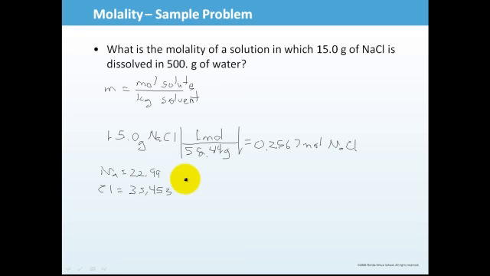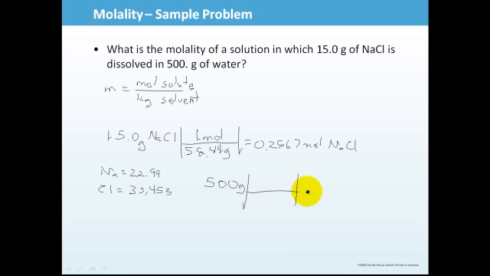Now for the second part, we started with 500 grams of water, and we need to get this into kilograms. Okay, so this goes all the way back to Module 1 and the metrics. Right, we always have to know our metrics.